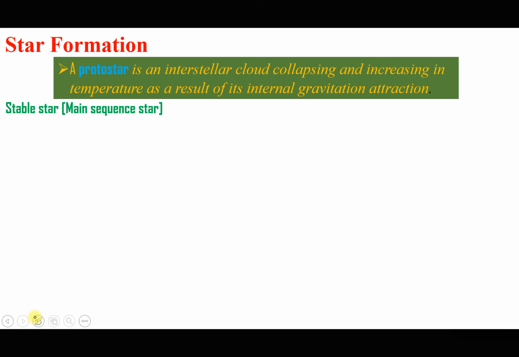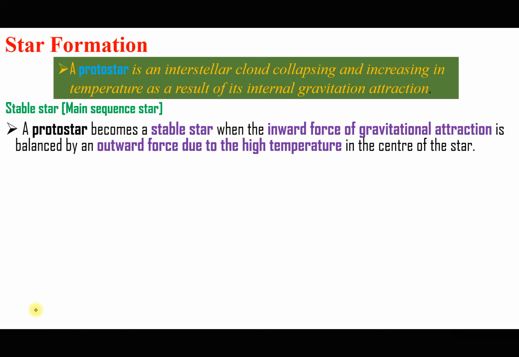Stable stars are sometimes called main sequence stars. So when a star is born, it immediately moves to what we call the main sequence, where most of the stars are found. So a protostar becomes stable when the inward force of gravitational attraction is balanced by an outward force due to the high temperature in the center of the star.